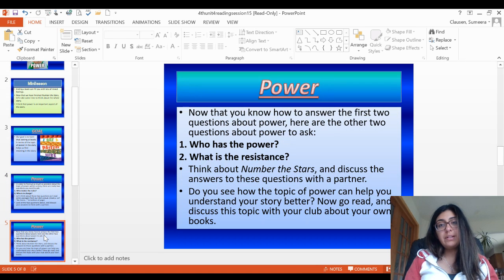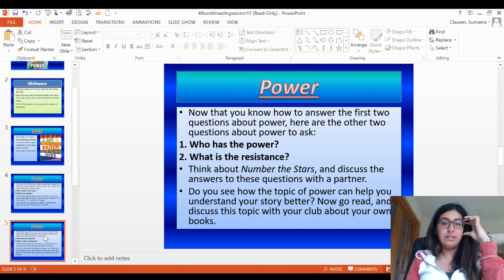Some other questions to consider when you're thinking of power is who has the power and what is the resistance? So in the same scene, I want you to think of what is the resistance. And think of examples of resistance as well. So the handkerchiefs filled with the tricks, the necklace clutched in Anne Marie's hand, the fake wake of Aunt Bertie are all examples of people resisting against power.